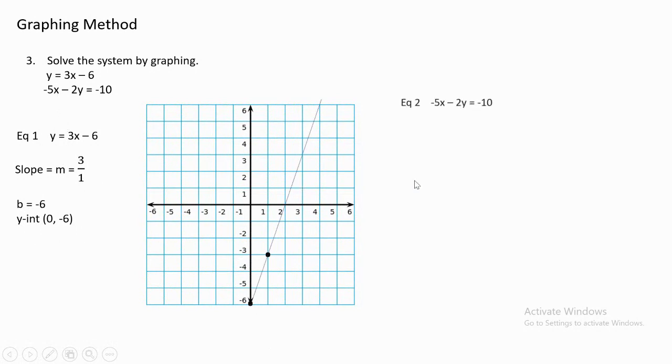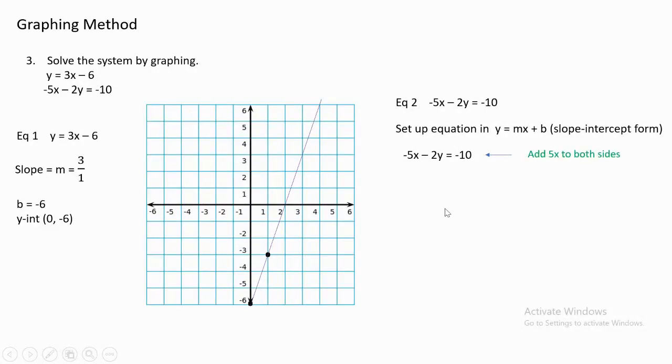Now for equation number 2, if we're graphing by using slope-intercept form, we have to put it in y equals mx plus b. So for that, we have to set up the equation in y equals mx plus b, which is called slope-intercept form. So I need to solve for y, or isolate y. Here I'm going to add 5x to both sides. If I add 5x on the left side, it's going to be 0. If I add 5x on the right side, we're going to have 5x minus 10.